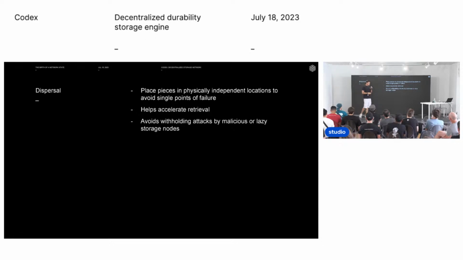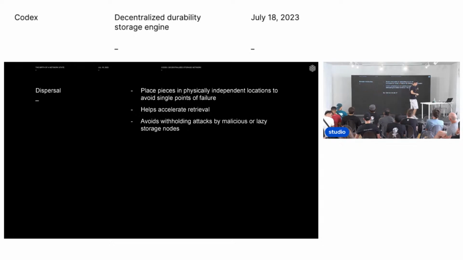This is also very important because it avoids withholding attacks, right? If one of the 10 nodes is trying to act maliciously and says, I'm not going to give you the block that I have, then you say, well, I don't care because I have other blocks and I can regenerate that block using erasure coding. So this is another important part of the system.